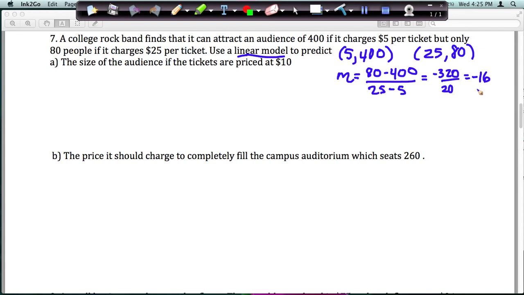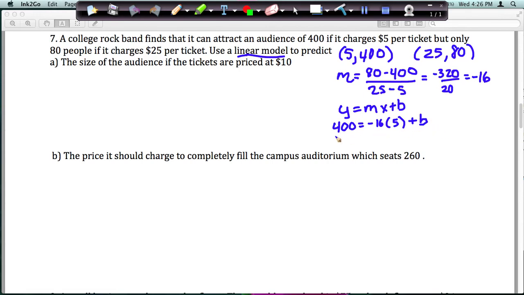The next thing is I need to find the equation of the line, and I'm going to use y equals mx plus b to find b. So remember, we need to find the y-intercept before I can write the equation of the line. So I'm going to pick one point. I think I'll just pick the first one here, 400. Plug in 400 for y. Plug in my slope of negative 16. Plug in the x value of my point, which is 5, plus b. And I'm solving here for b.